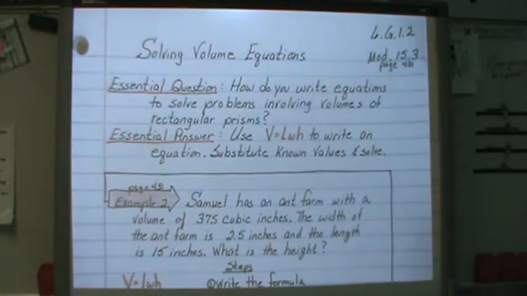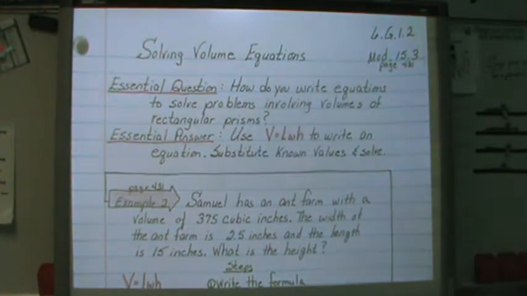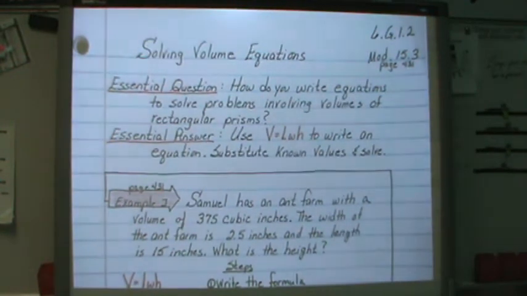This is a lesson on Module 15.3, solving volume equations. What that means is now you're going to have a missing dimension. They're going to give you what the total volume is, and you have a missing dimension you have to find. And we always use the properties of equalities to solve for that, and you'll see that just in a minute.